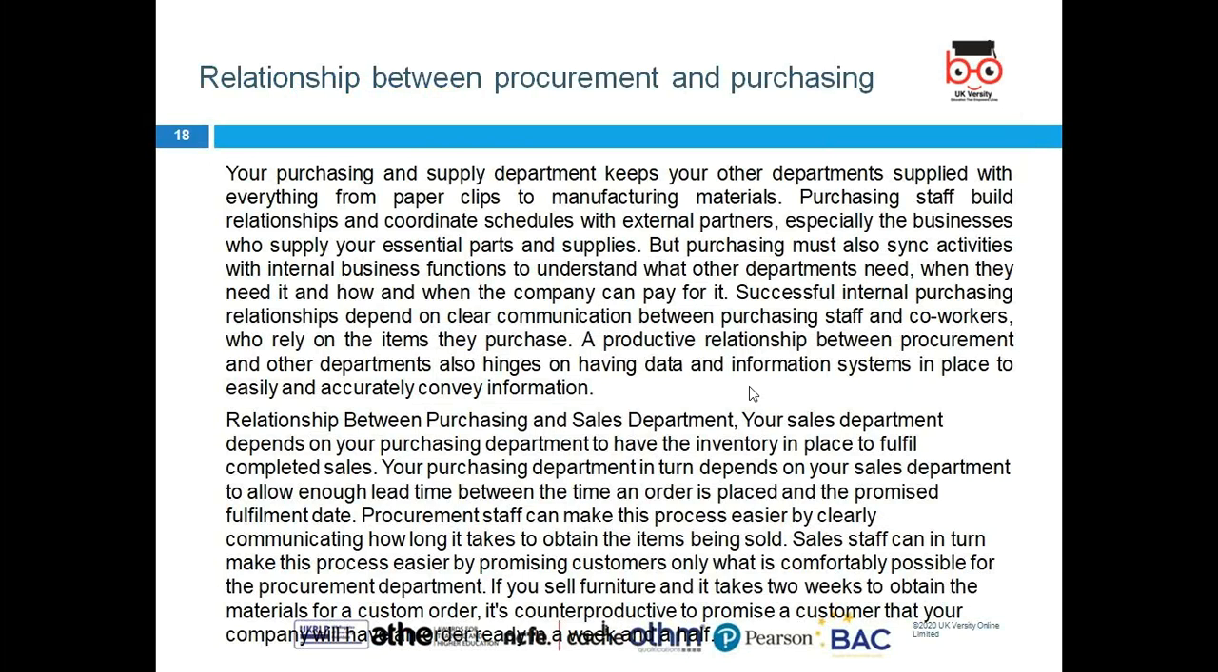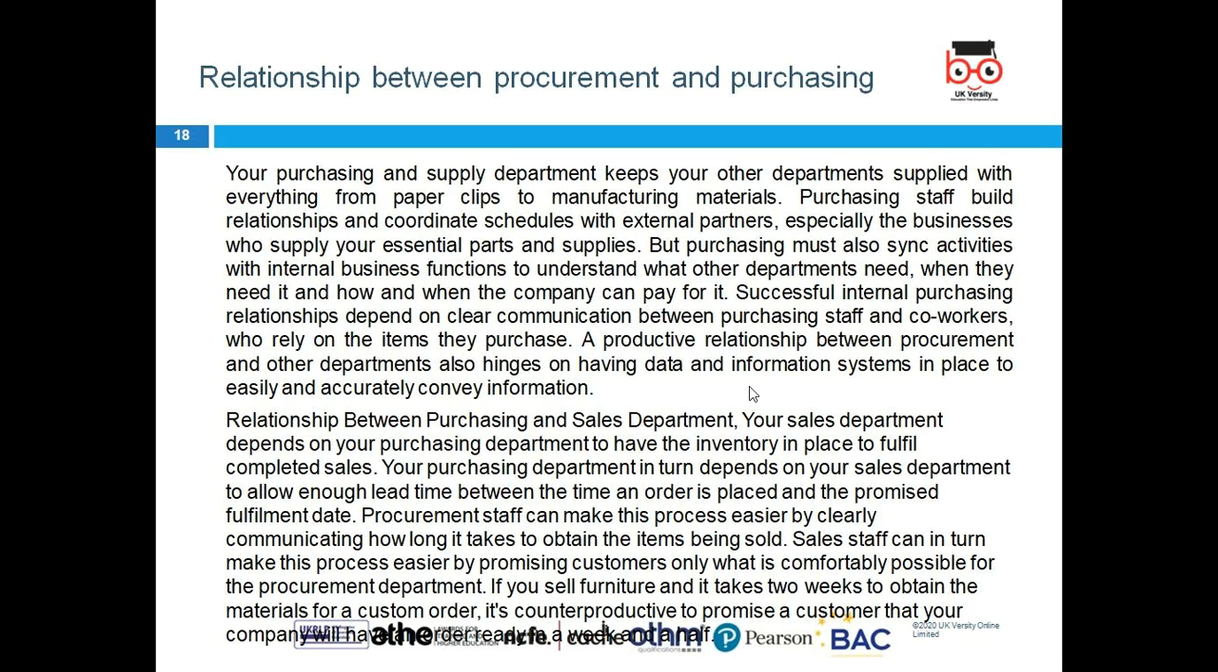Next, we look at the relationship between the procurement and purchasing department. Do we need a good relationship? What do you think? Your purchasing and supply department keeps your other departments supplied with everything from the paper clip to the manufacturing. So purchasing staff build relationships and coordinate schedules with external partners. We need to make sure the businesses supply the essential parts, and purchasing must also synchronize activities with internal business functions to understand the other departments' needs. We need good coordination both ways.